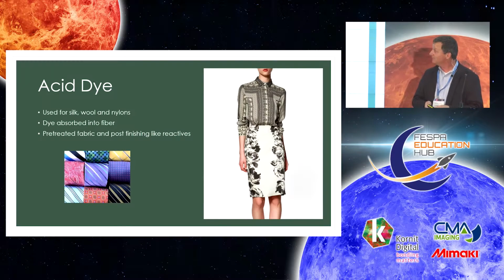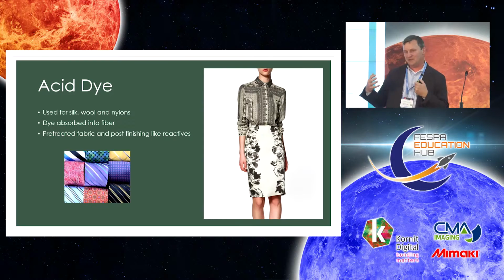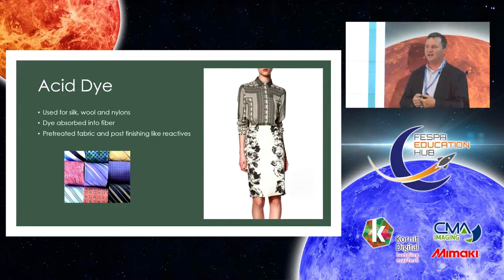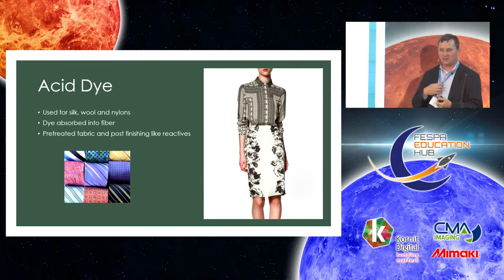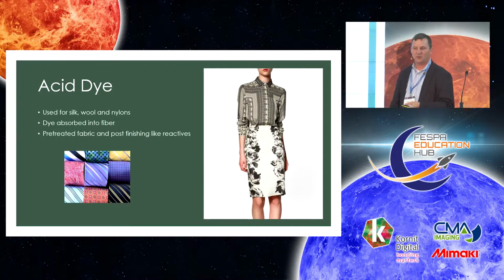Acid dye: silk, wool, and nylons, same as reactives. It's rolled into the fiber, it's locked into the fiber. Pre-treated fabric and post-finishing, just like reactives. But the same type of outcome is possible. If you're doing a conventional printing on a silk for scarves and ties, you can get that same look and feel from a digital print.